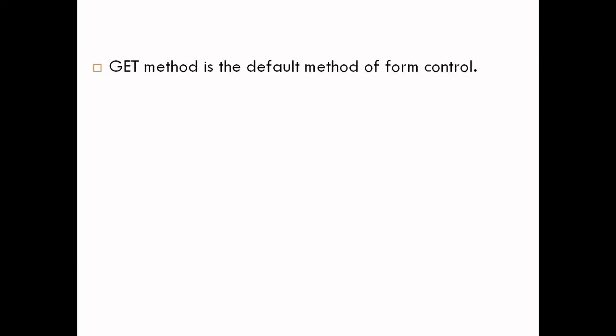It means if we are not providing any method in a form control, then by default it will consider get as the method of that form control. Let's see an example. Here we have written form method is equal to get. Suppose we are not writing this method is equal to get. In that case, by default it will consider get as a method. Then we have to write some controls as well as some code, then the closing form control.